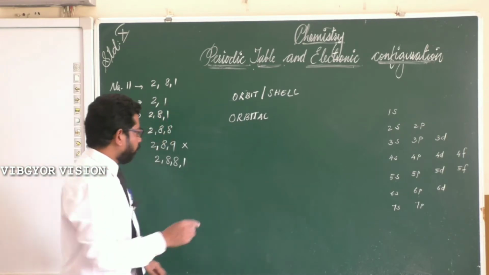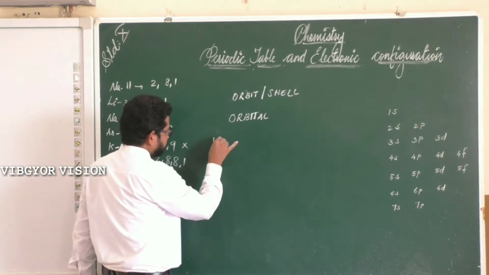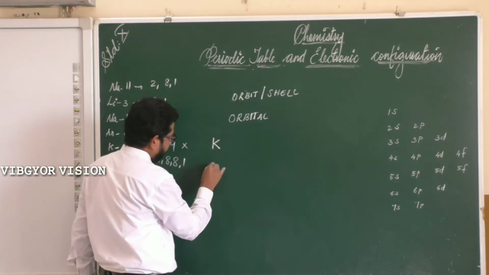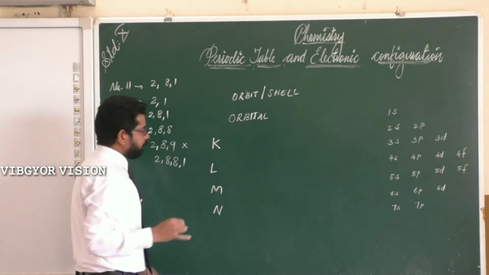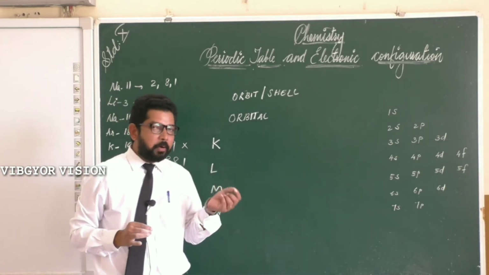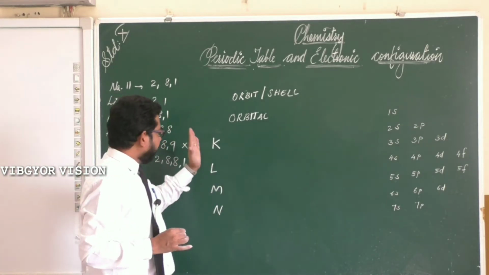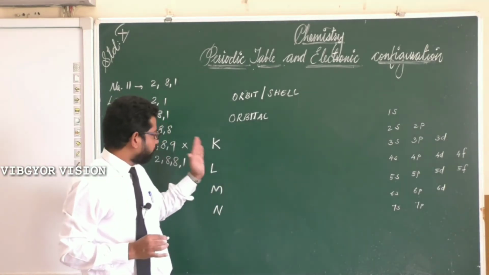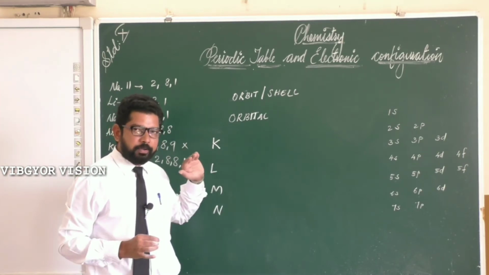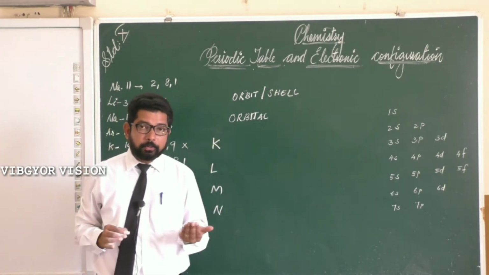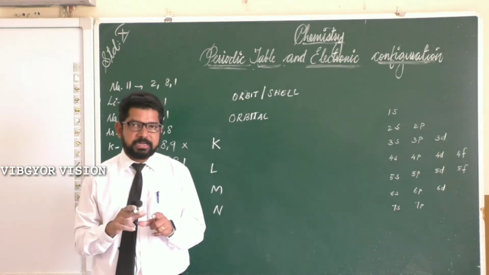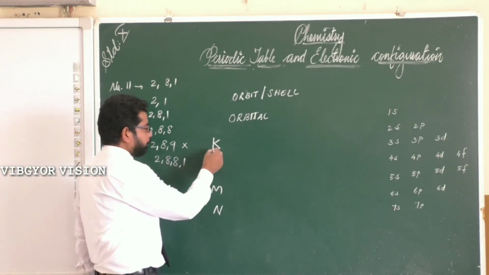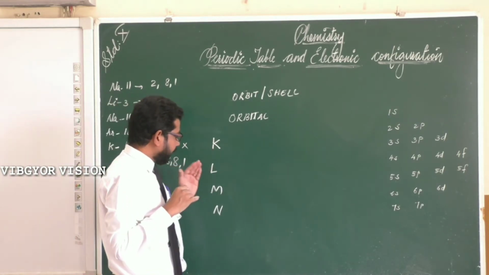suborbits. For example, we know the shells K, L, M, N, etc. These are the shells we studied last year. So we know the configuration of the different elements. Now let us know the suborbits or subshells. What are the subshells present in K, L, M, N?